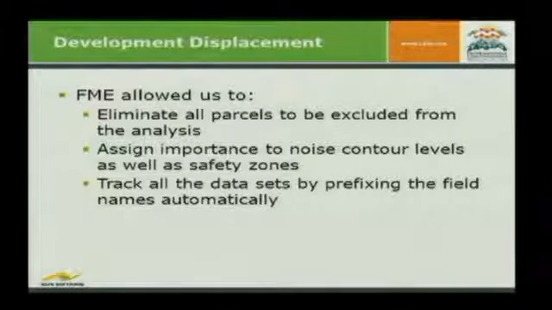FME allowed us to eliminate all parcels to be excluded from the analysis, and assign importance to noise contour levels as well as safety zones. And one of the interesting things was we wanted to, from the get-go, understand where all our source data and all the attributes are coming from. So we were able to prefix the fields with a source name of some sort to let us know that this came from this field or this data set, and this came from another data set. FME also allowed us to go back and revise tolerance levels.